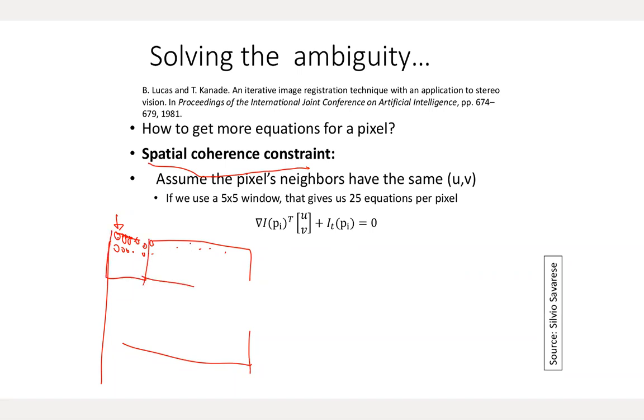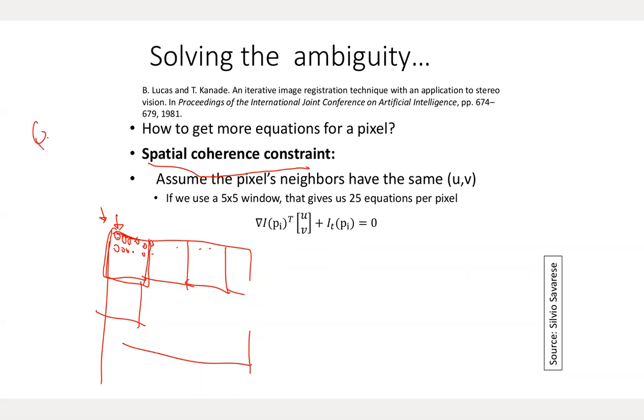we separate the image into blocks, let's say 5 by 5 blocks. Inside each block, we assume the U and V values are the same. Of course, it's a very rough approximation, but it will work. So in that case, originally, how many unknowns did I have?